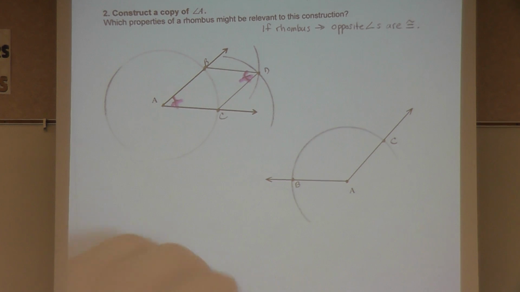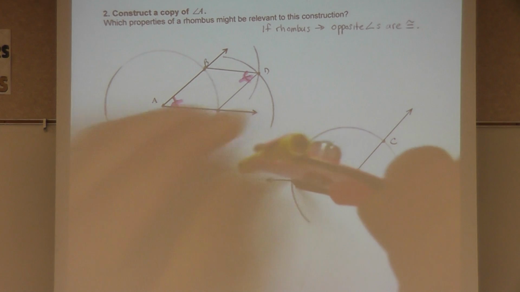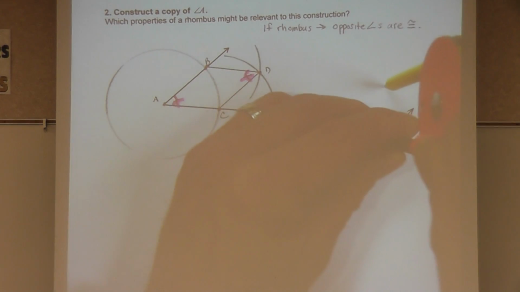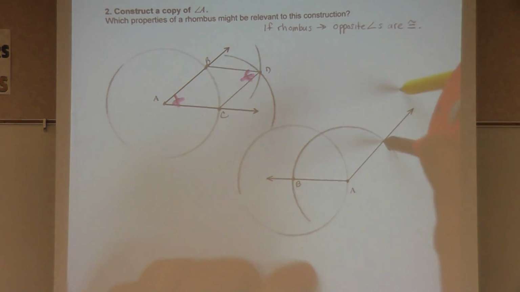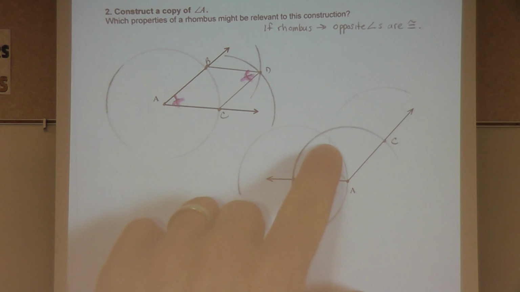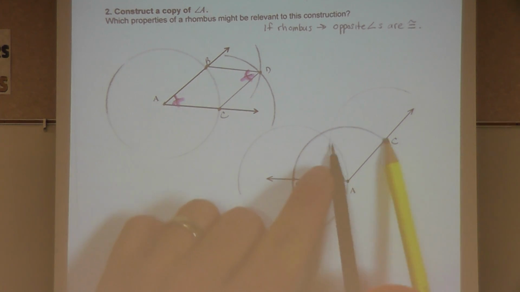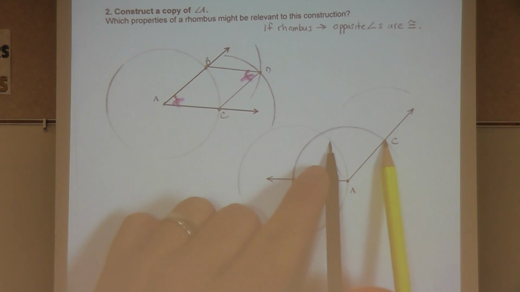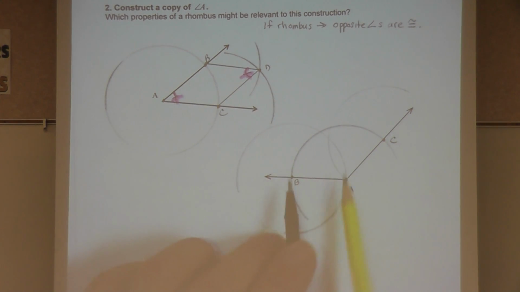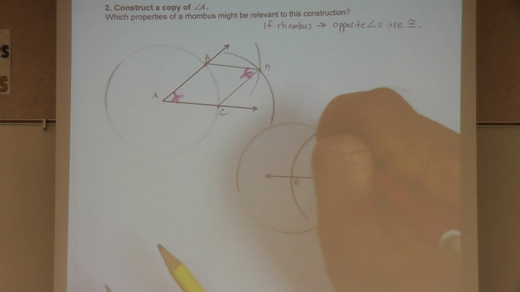I need to find the 4th vertex by taking the same radius and centering one circle at B and one at C. I need to find where these last 2 circles intersect, and that would be right there. This length, which we'll call AD in a moment, or CD in a moment, is the same length as AC, is the same length as AB, is the same length as BD. So this is vertex D.